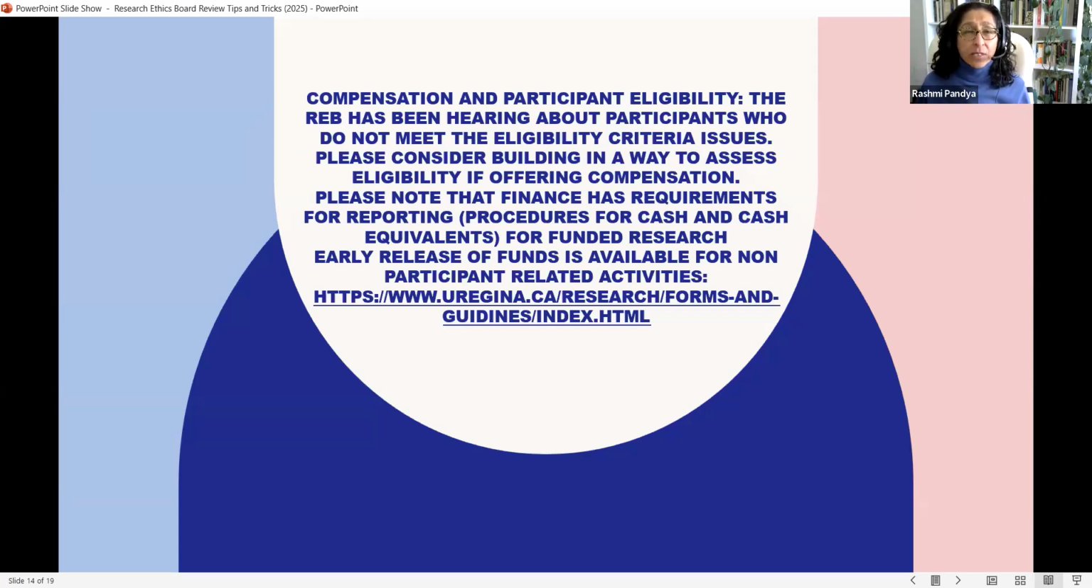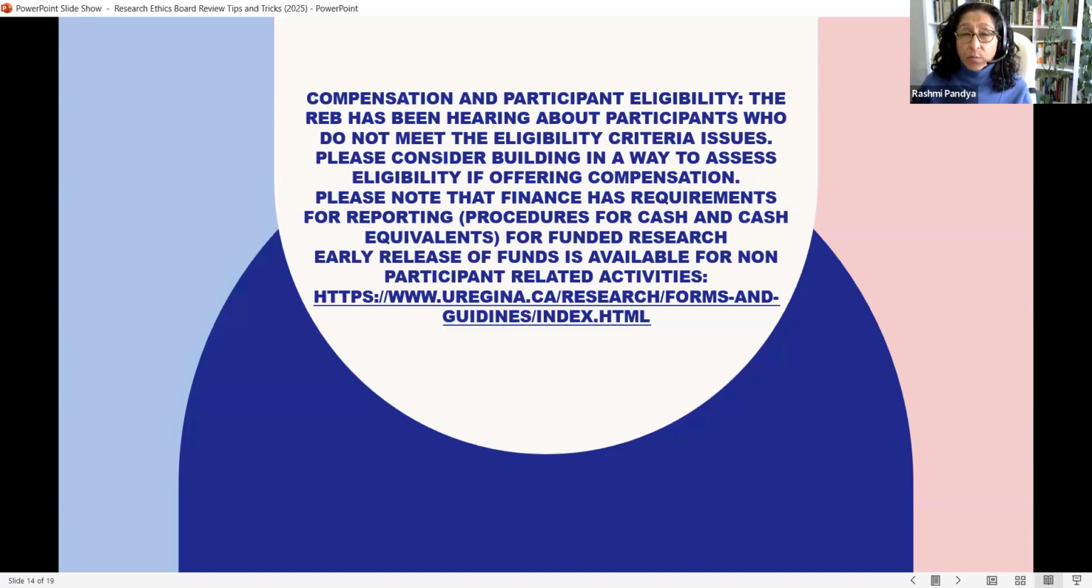This is important: compensation and participant eligibility. The REB's been hearing about participants who do not meet the eligibility criteria. People seem to have said that they do meet the eligibility, but then there are indications that these people actually don't meet the eligibility criteria and that they perhaps agreed to be in the study for the compensation. So, consider building in a way to assess eligibility if you're offering compensation.